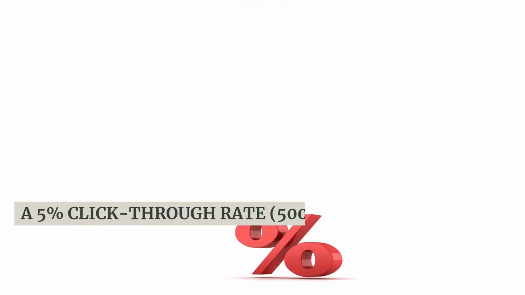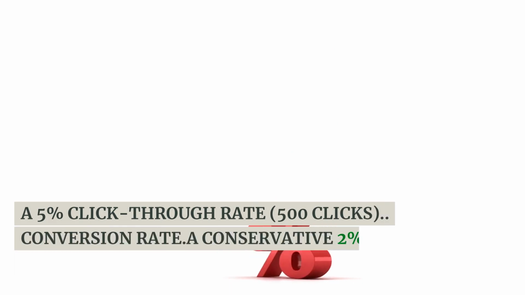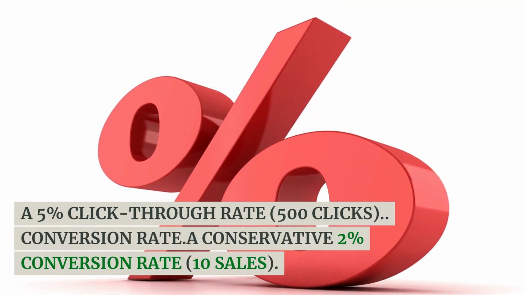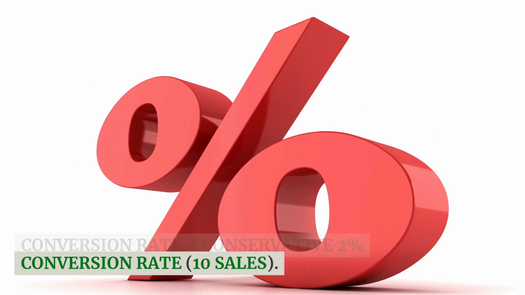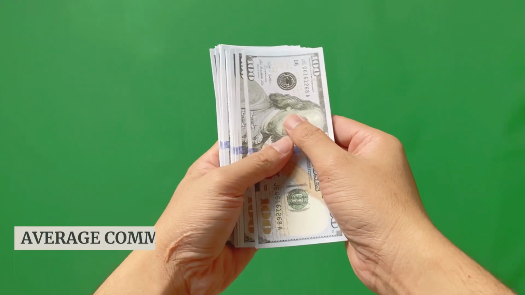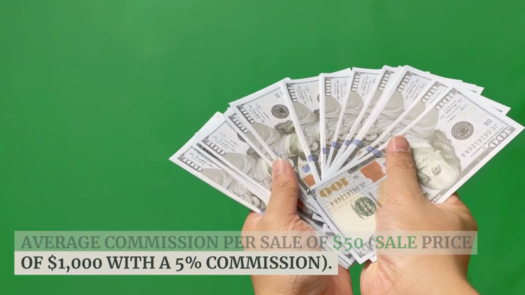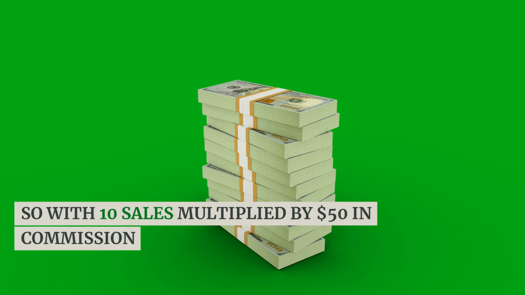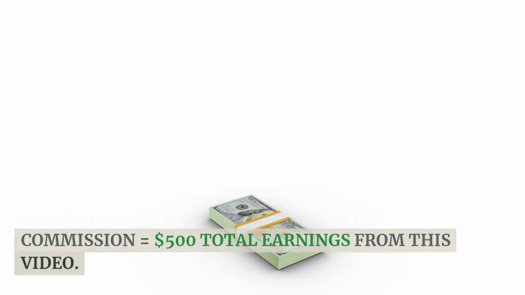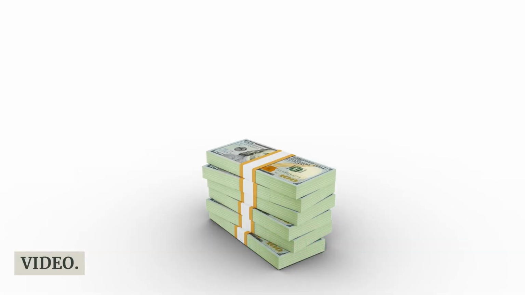A 5% click-through rate, 500 clicks. Conversion rate: a conservative 2% conversion rate, 10 sales. Average commission per sale of $50. Sale price of $1,000 with a 5% commission. So with 10 sales multiplied by $50 in commission equals $500 total earnings from this video.